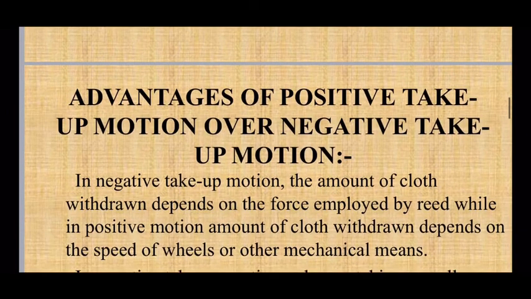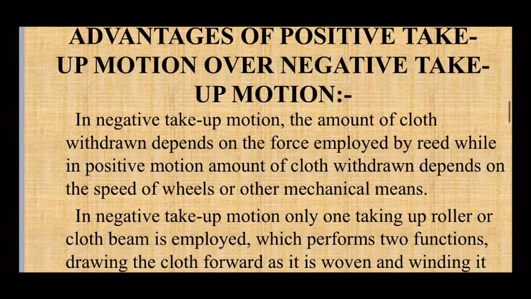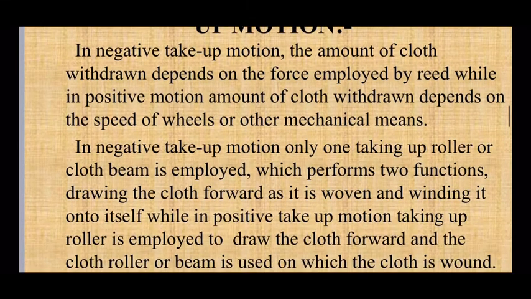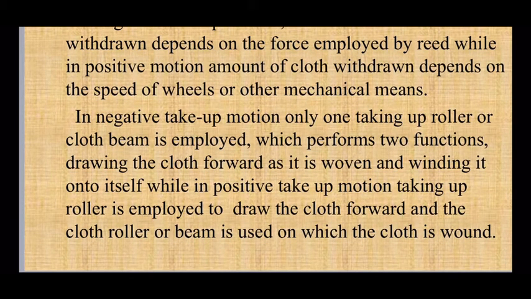What are the advantages of positive take-up motion over negative take-up motion? In negative take-up motion, as already discussed, the amount of cloth withdrawn depends on the force employed by the reed, while in positive we can control it with the help of a gearing arrangement or mechanical means. Another difference is that in negative take-up motion only one taking-up roller or cloth beam is employed, which performs two functions: drawing the cloth forward as it is woven and winding it. So both the functions, drawing the fabric as well as winding it onto itself on the cloth roller, are done by this cloth beam or taking-up roller.